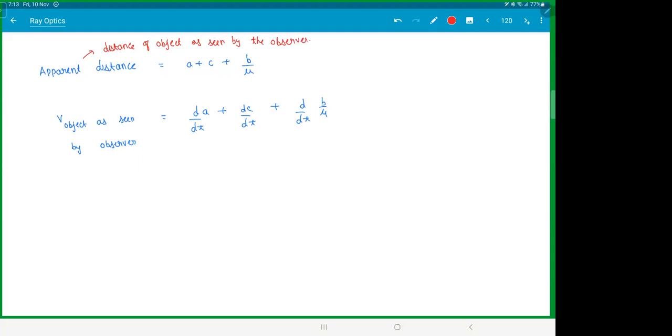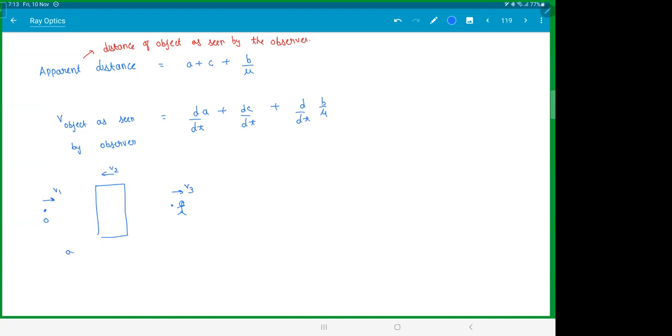Now here, be careful, okay? What is dA by dt? In this case, I didn't ask you, but let's say this was the object. This is the observer. Let's say this is going with V1. Let's say this is going with V2. Let's say this is going with V3. Can you tell me what is dA by dt here?